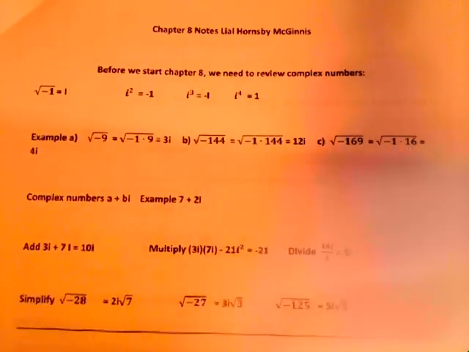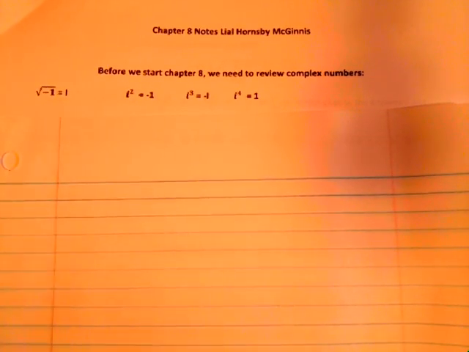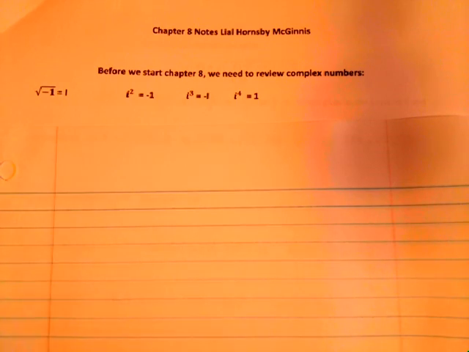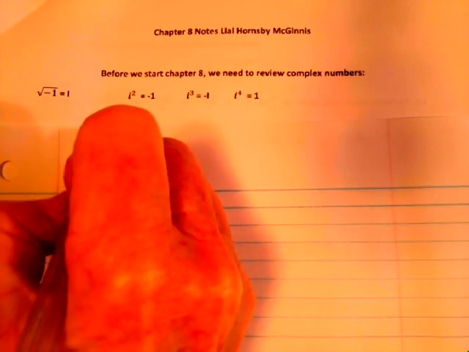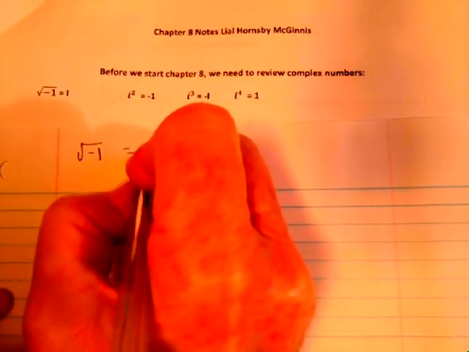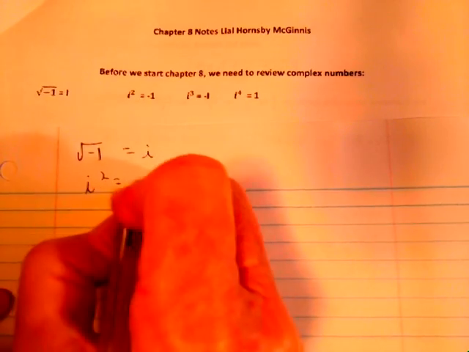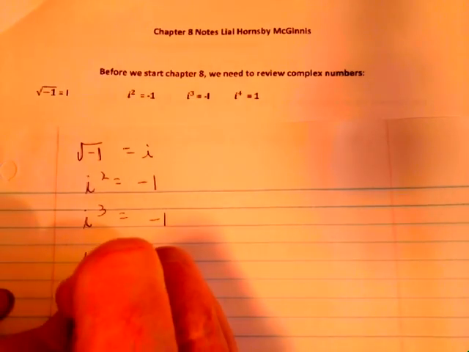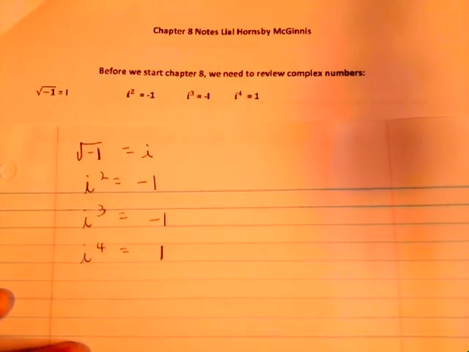Back to Chapter 8. Remember that the square root of -1 is i, that i squared is -1, i cubed is -i, and i to the 4th is just 1. So, square root of -1 is i, i squared is -1, i cubed is -i, i to the 4th is 1.